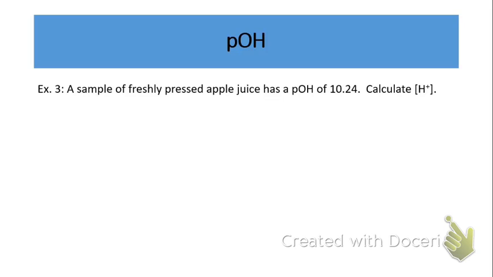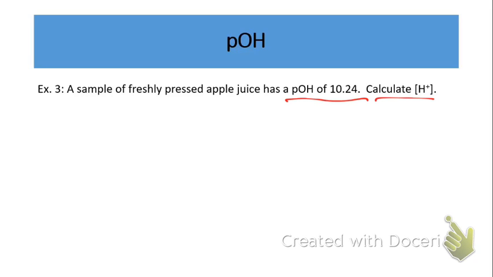All right, so for example, let's look at a problem where we would use this relationship. Example problem 3: a sample of freshly pressed apple juice has a pOH of 10.24. So again, a pOH now, not a pH of 10.24. And we need to calculate the H plus concentration.